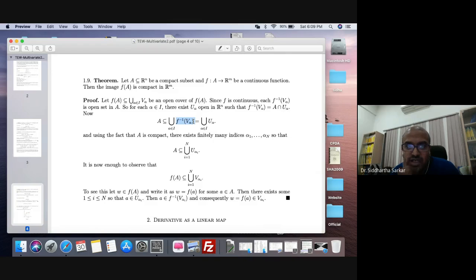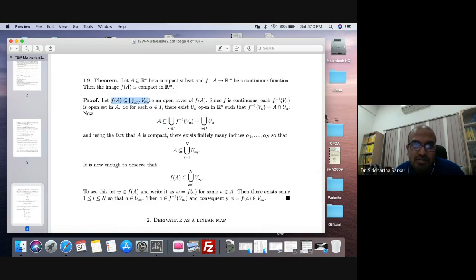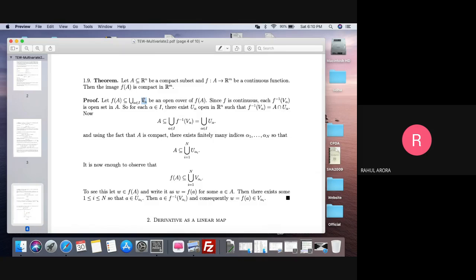So let me see. You take a point of A, then f of that goes inside this, and you take the full preimage of V alpha. That should make sure that this is a subset. I'm thinking very set theoretically. f inverse V alpha usually means that you take the full preimage, so all possible points are already covered. You start with a point little a from capital A. Then f of a goes in some V alpha. The only problem is whether a would come inside f inverse V alpha. But by definition, f inverse V alpha is a full preimage, so a has to be there.